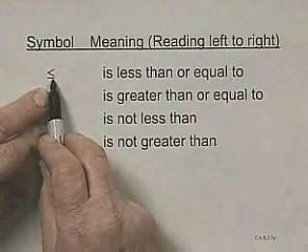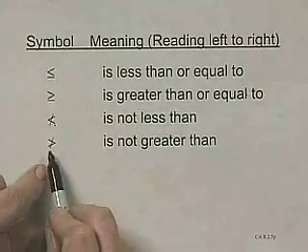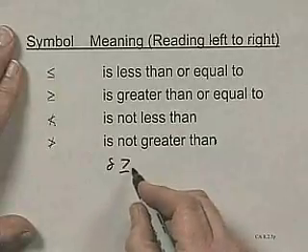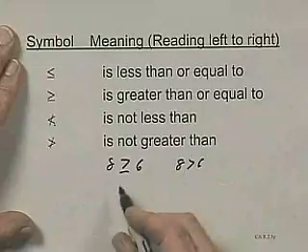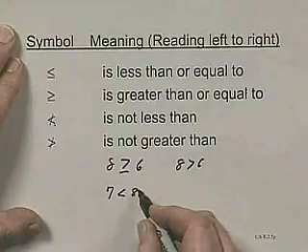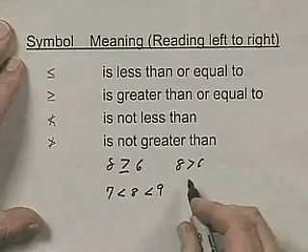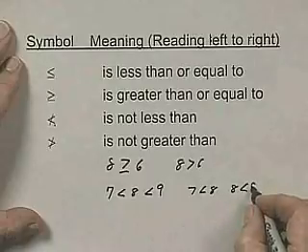The following symbols are variations on the greater than and less than symbol. We have less than or equal to, greater than or equal to, not less than, and not greater than. You can write 8 is greater than or equal to 6 because, in fact, 8 is greater than 6. And you can write the inequality 7 is less than 8 is less than 9, where 8 is between 7 and 9, or 7 is less than 8, and 8 is less than 9.